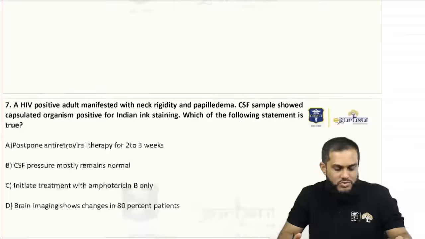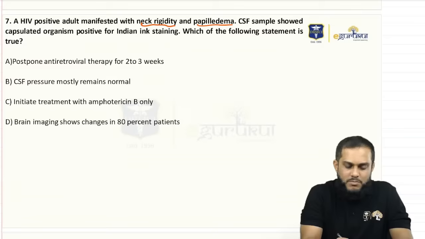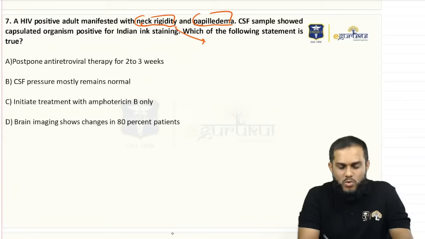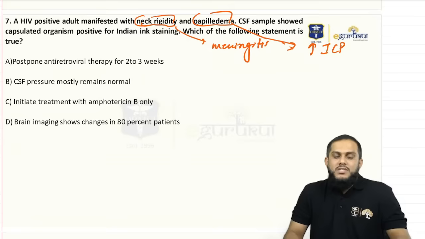Moving on to the next question, question number 7. A HIV positive adult manifested with neck rigidity and papilledema. So what does neck rigidity tell? Neck rigidity says there is meningitis. Papilledema says there is increased intracranial pressure. So there are 4 signs of increased intracranial pressure. What are the 4 signs of increased intracranial pressure?